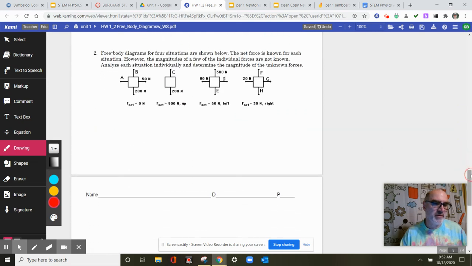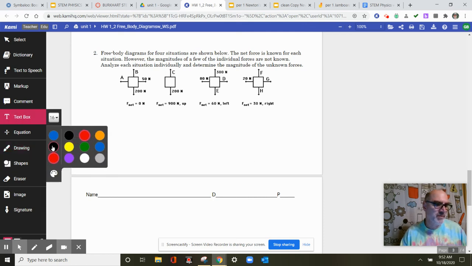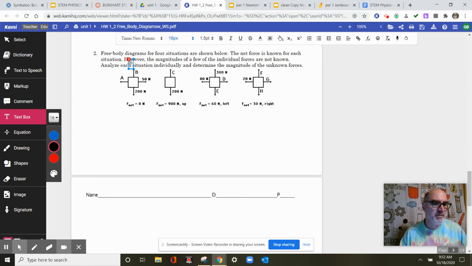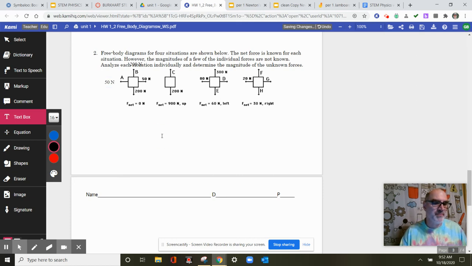All right, these are a little bit trickier, but I don't think they're out of reach. So if the net force is 0, what's force B? Well, for it to be 0, the up and downs have to be balanced. I'm going to go to text box. So B has to be 200, right? Because down is 200, and A has to be 50 because right is 50. They have to be the same.